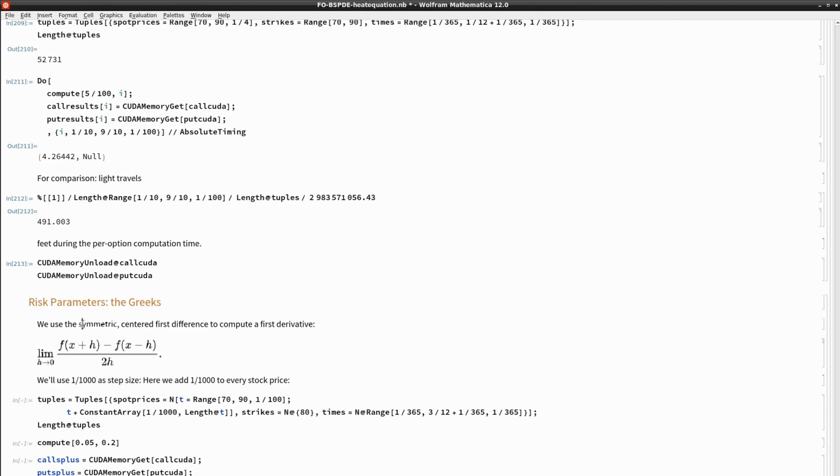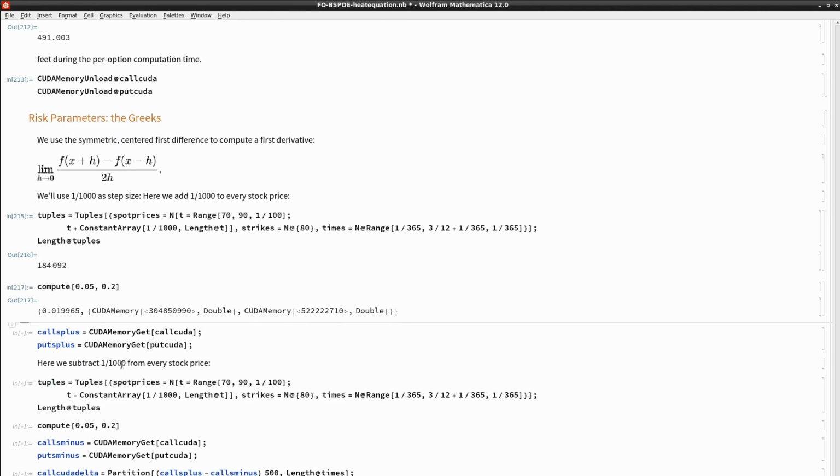So here I use a symmetric centered first difference to compute the first derivative. And you remember from high school, that was f of x plus a small step to the right minus f of x with a small step to the left, divided by 2 times the step size. So here I use 1 over 1,000 as a step size, and I'm adding 1 over 1,000 to every stock price. The spot prices I store away in T, and then I'm adding a constant array to T. The constant array is 1 over 1,000 that I'm adding. Note this plus sign here, so I'm adding it. This plus sign here is this plus sign here from the formula.